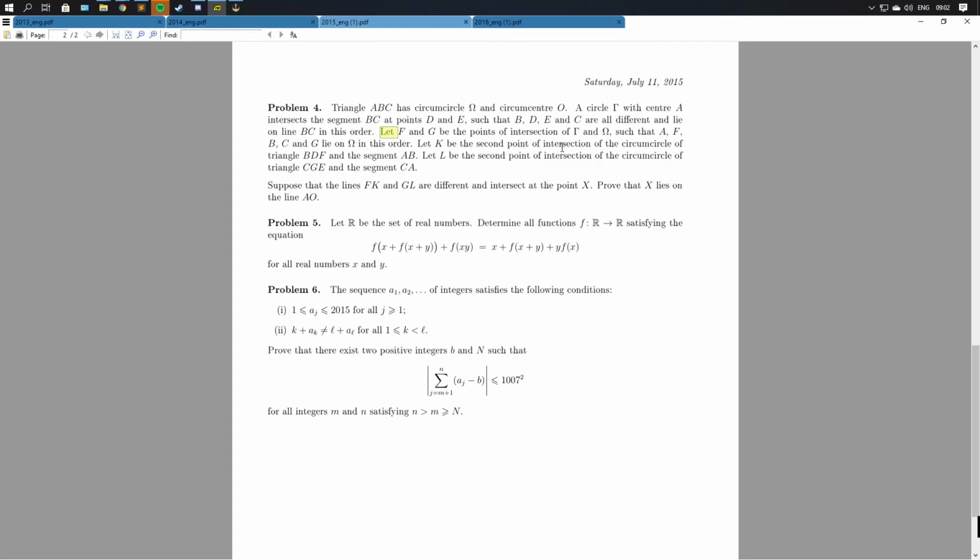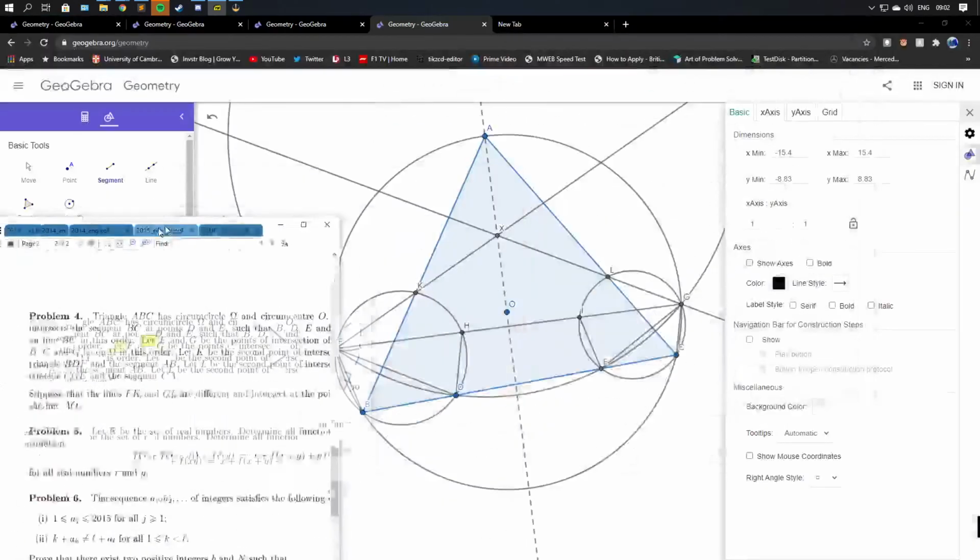Let K be the second point of intersection of the circumcircle of triangle BDF and the segment AB. And let L be the second point of intersection of the circumcircle of triangle CGE and the segment CA. And then we're given that, suppose FK and GL are different and intersect at the point X, and we have to show that X lies on the line AO.